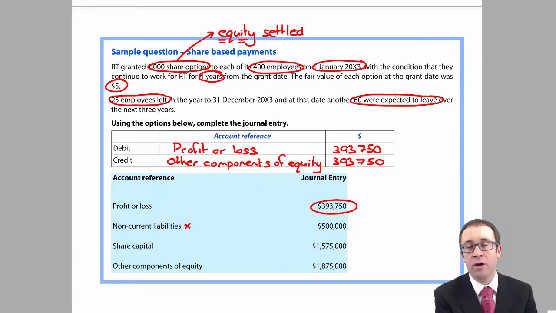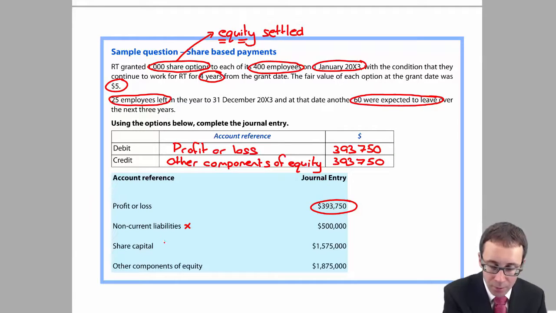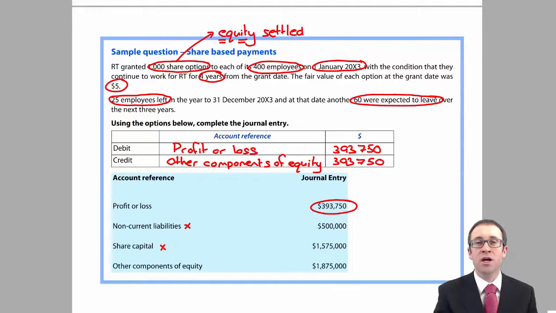We would do if it was cash settled. And we don't credit share capital because the shares haven't yet been issued. When we do issue the shares in the future, we can save that for a later date if you so wish. But that's when you begin to credit share capital, credit share premium, and remove that other component of equity. But that's just going one step too far.